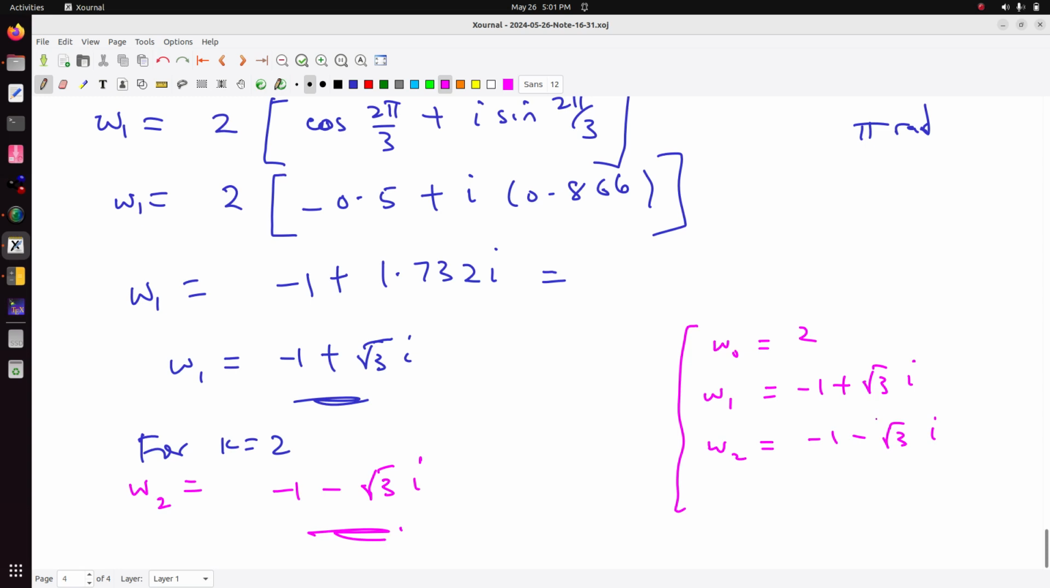So if you have to find the fifth root of a complex number, there will be 5 results. The square root, 2 results. Cube root, 3. Fourth root, 4 results. So in this case, we need just 3 results.